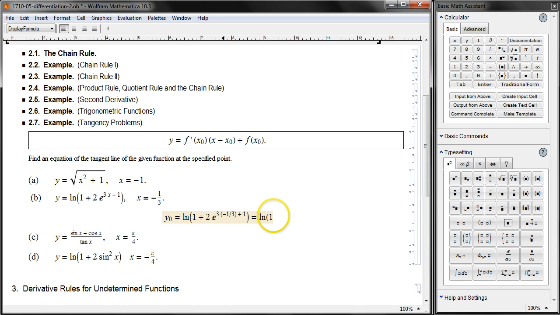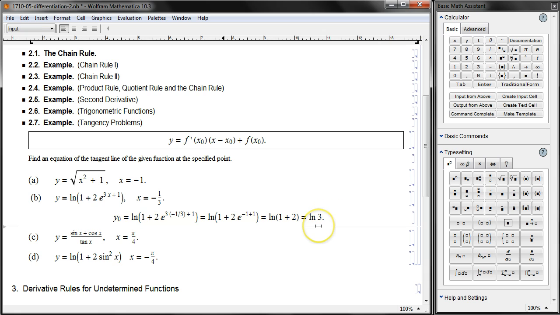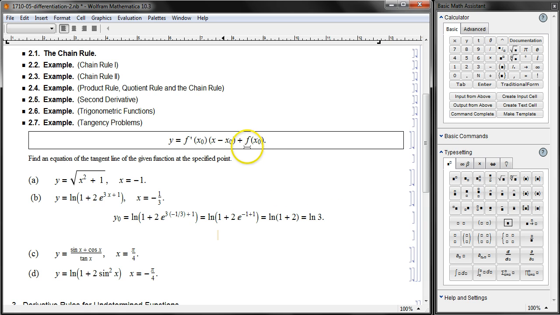We get log of 1 plus 2 times exponential of, what's this? 3 times negative 1/3, so negative 1 plus 1. We get e to the 0 power. And e to the 0 power is 1, isn't it? So this whole thing is becoming log of 1 plus 2, so it's log of 3. Alright, that's this value here.